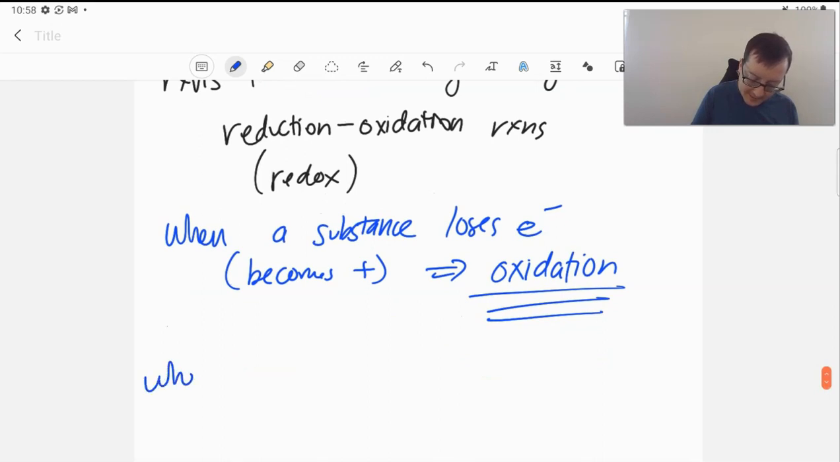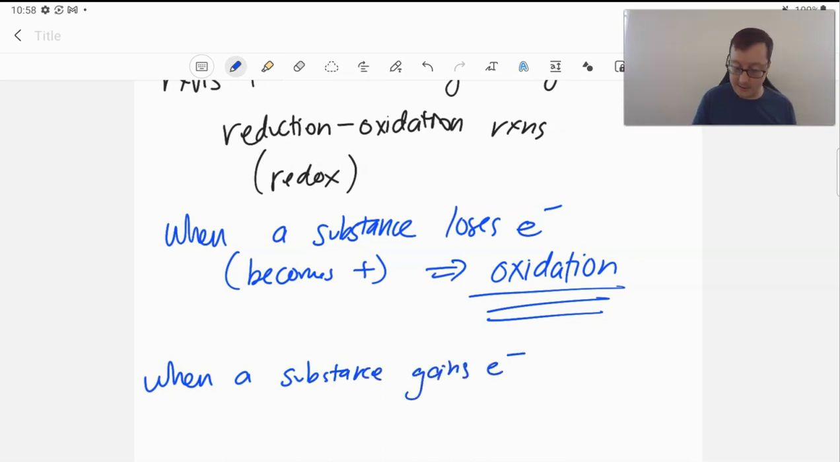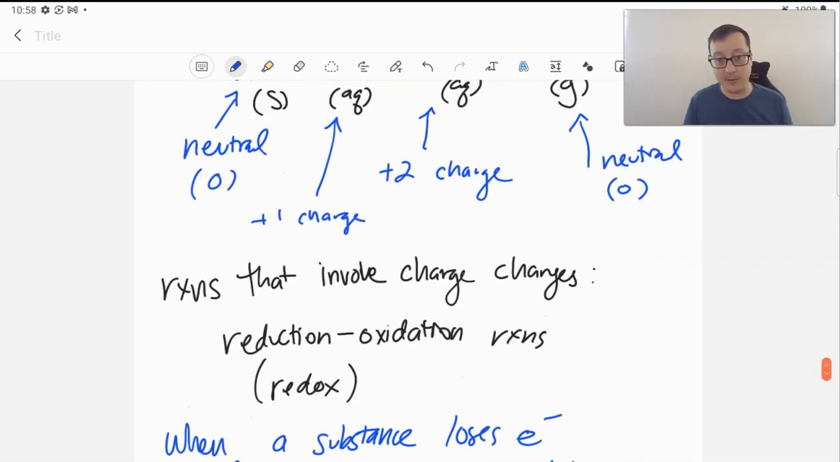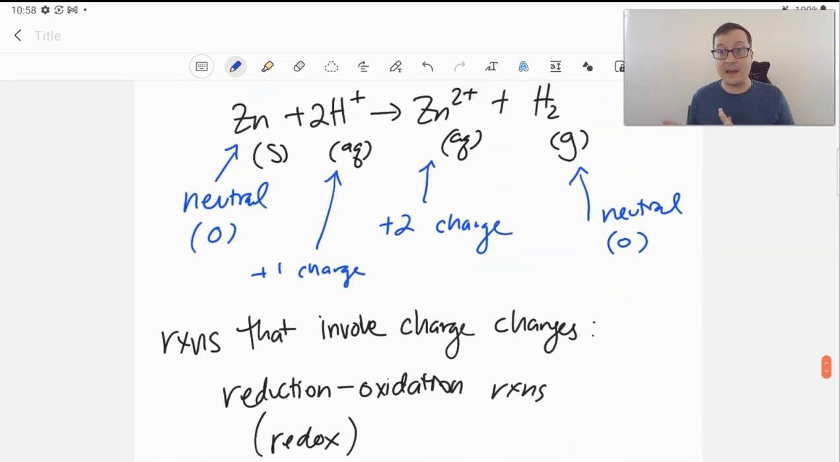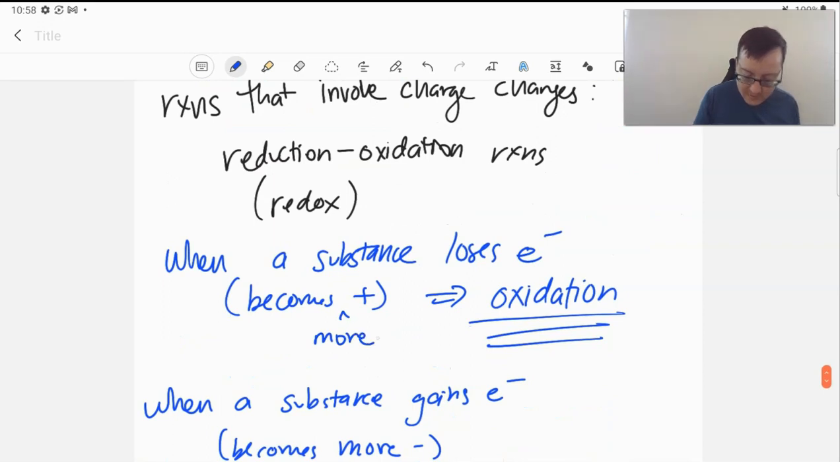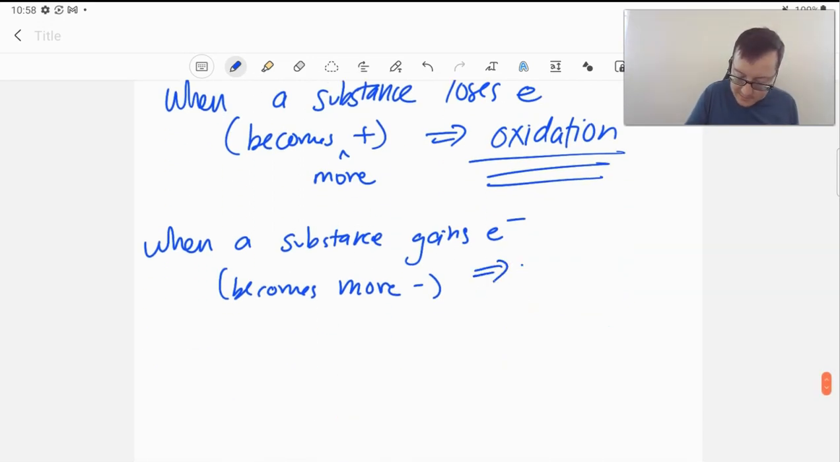And when something gains electrons, meaning it becomes more negative, that's the reduction part. So it becomes more negative. It doesn't have to become negative, it just becomes more negative. Like hydrogen went from +1 to 0 in this reaction. So that's more negative, right? It's not actually making a negative number in this case, but it's becoming more negative. And the same thing here, it really becomes more positive. So it doesn't have to be negative or 0 to start with, it just becomes more positive. All right, and this second process is called reduction.